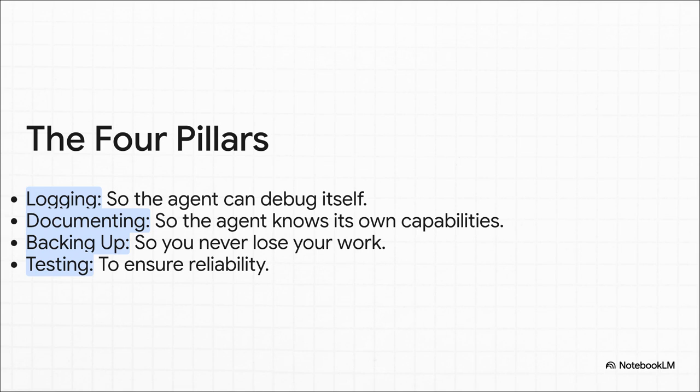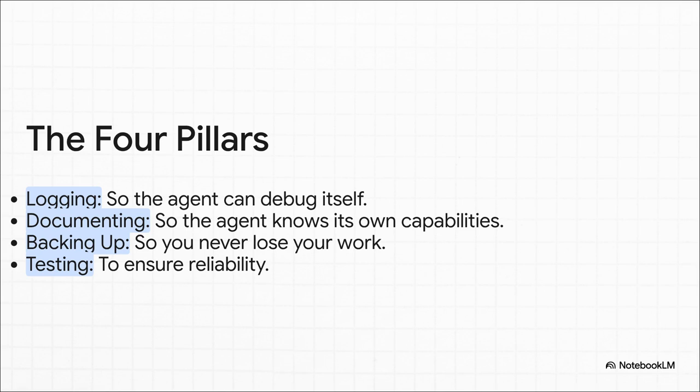But listen, none of these advanced strategies are going to work reliably if you don't have a solid foundation. This entire system, all of it, rests on 4 pillars that are just non-negotiable. They're basically the core principles of professional software development, just adapted for AI agents. And these aren't just tips, they are absolute requirements. First, logging. You have to log everything, so the agent can literally look at its own errors and figure out how to fix them. Second, documenting. The agent needs to know what it can do, so you have to document its tools. Third, backing up. Use Git, use cloud storage, so one mistake doesn't wipe out weeks of work. And finally, testing. Have the agent write its own tests to make sure every new thing you add is solid from the start.